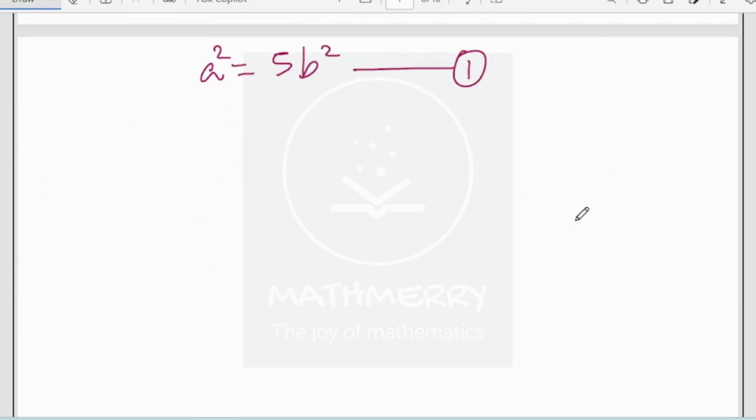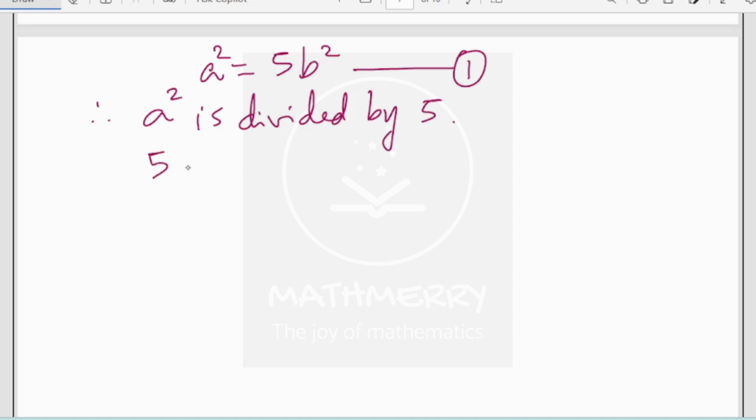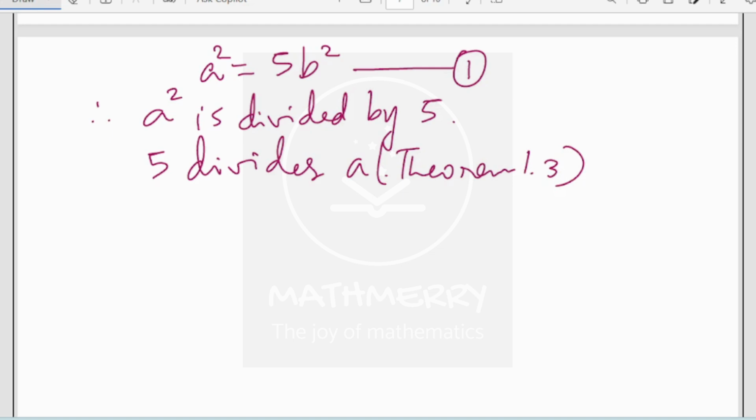Now if a square is equal to 5b square, that means a square is divisible by 5. That means we can also say that 5 divides a by theorem. In brackets you can write theorem 1.3. So you can either write it as 5 divides a, or you can write a is divisible by 5. Both are the same.